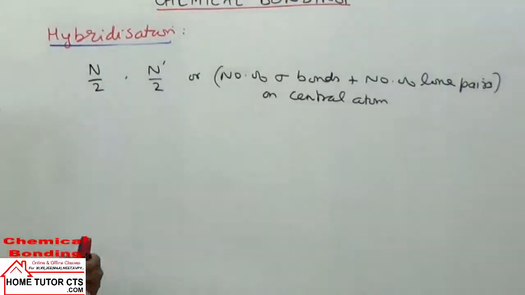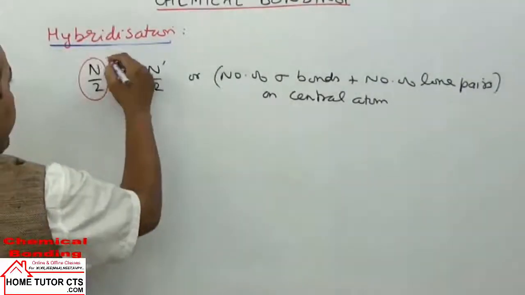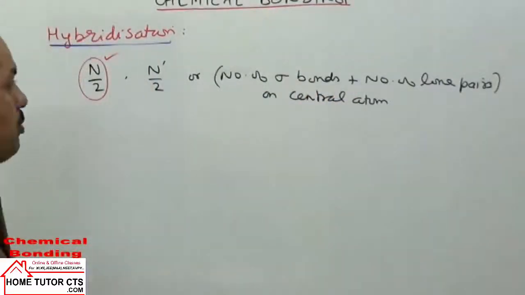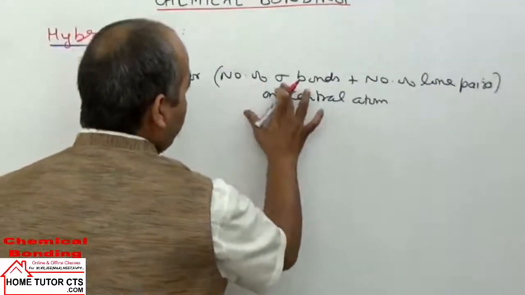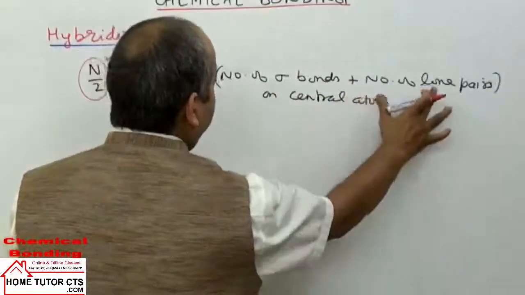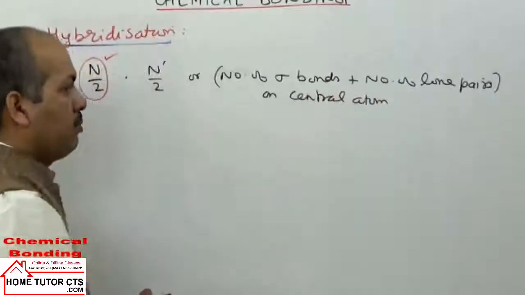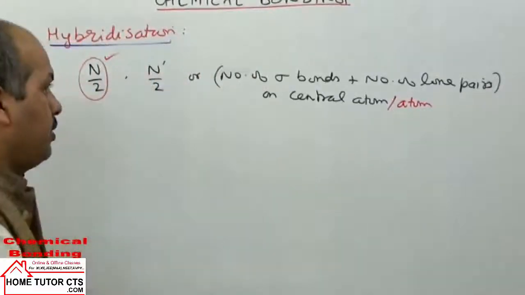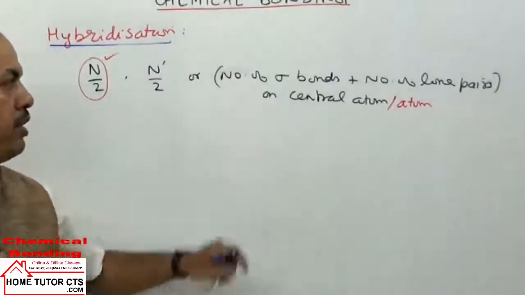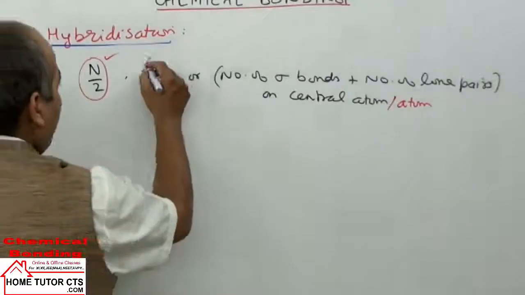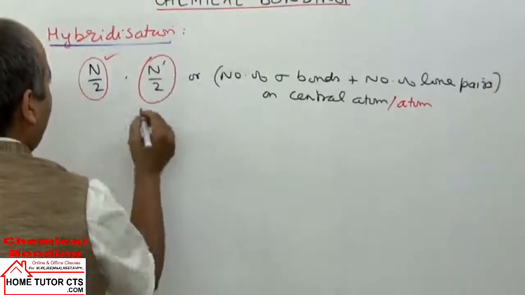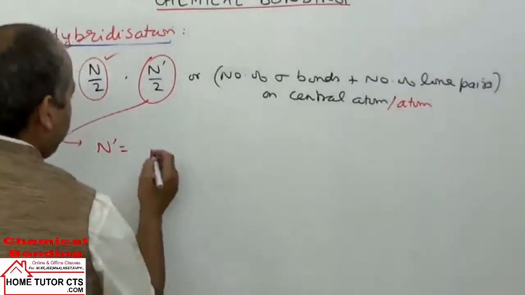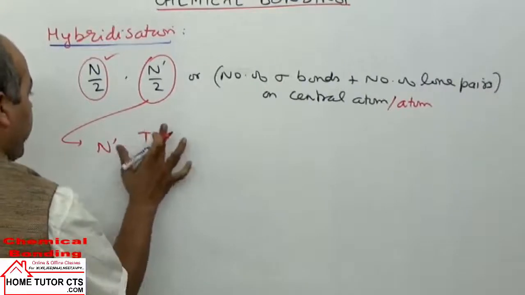Already I explained to you the calculation of the n by 2 value. This you can find if the geometry or shape is given to you. If the geometry or shape is given to you, the number of sigma bonds plus number of lone pairs on the central atom, or any atom for which you want to know hybridization. If the structure is known to you, you can use this direct point, or we take one more value, n dash by 2. What is n dash taken here? N dash can be taken here as the number of valence electrons.